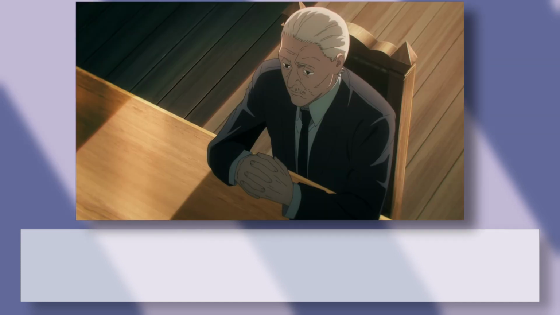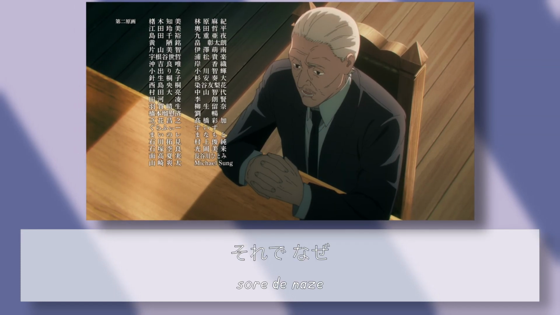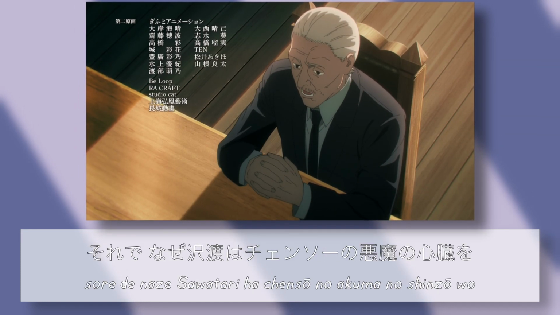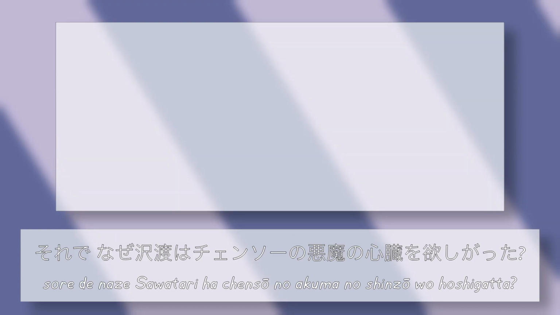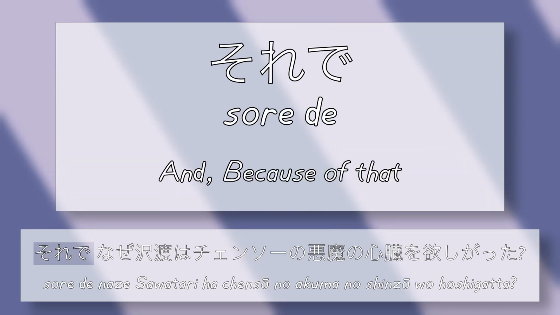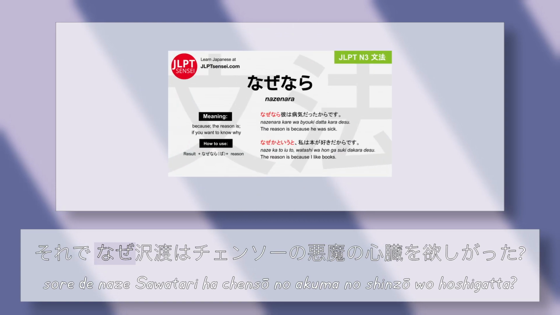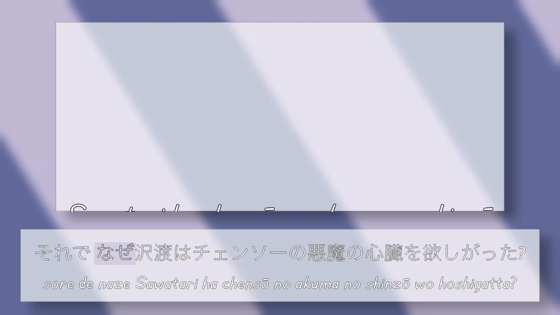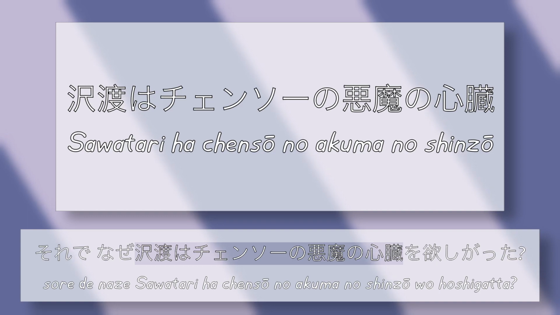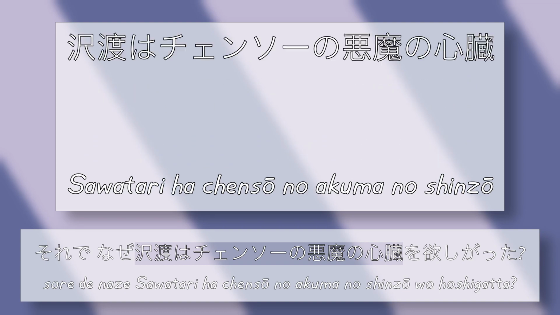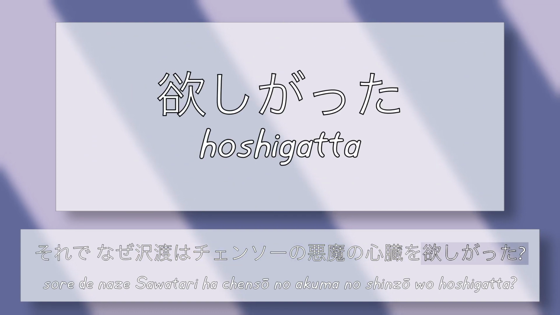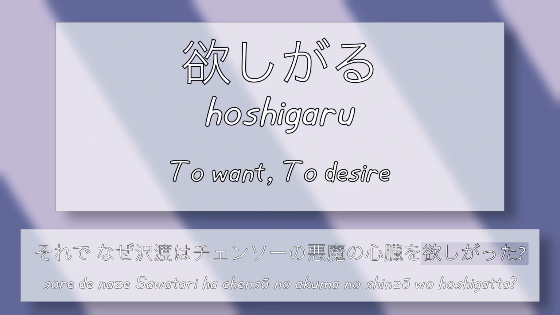Next sentence. First is sorede, which is a conjunction meaning and or because of that, and then naze means how or why, not to be confused with nazenara. Next is the same as our last sentence, Sawatari wa chainsaw no akuma no shinzo, which has the same meaning, a name, Sawatari, and then chainsaw devil's heart. And finally, hoshigatta is a casual past tense of hoshigaru, meaning to want or to desire.